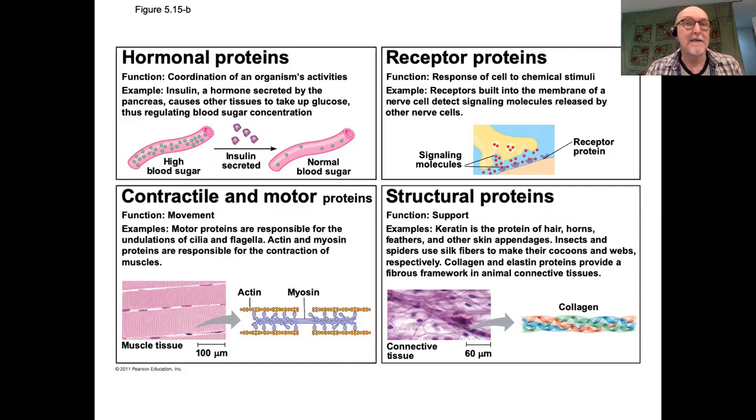It stimulates cells to behave to regulate the amount of sugar in your blood. But there are many other protein hormones as well.